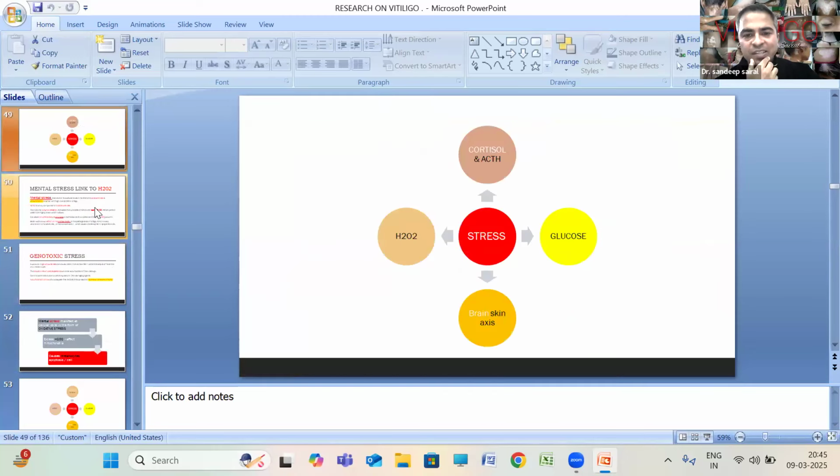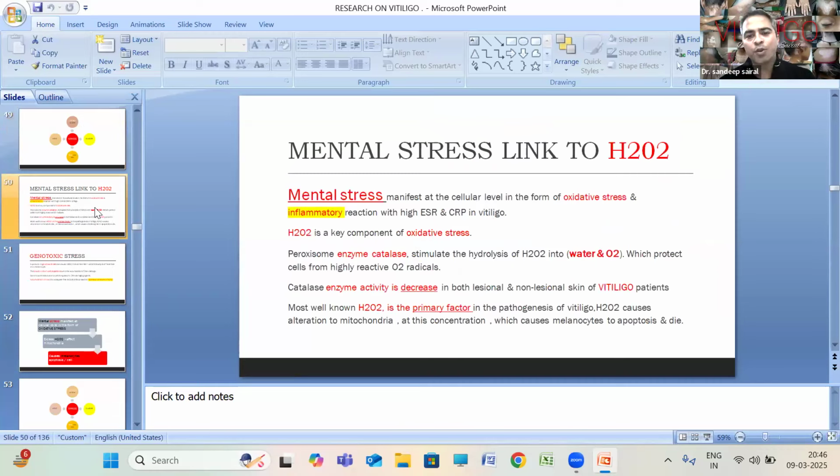I've talked about stress linked with the brain skin axis, and stress linked with cortisol, in detail. Now we'll talk about stress linked with H2O2. Mental stress manifests at the cellular level in the form of oxidative stress and inflammatory reactions. Inflammatory reactions we can easily see, like high ESR and C-reactive protein, but we are focusing on oxidative stress. H2O2 is a key component in oxidative stress. H2O2 is a culprit, you can say. H2O2 is a toxin that will cause damage later on.